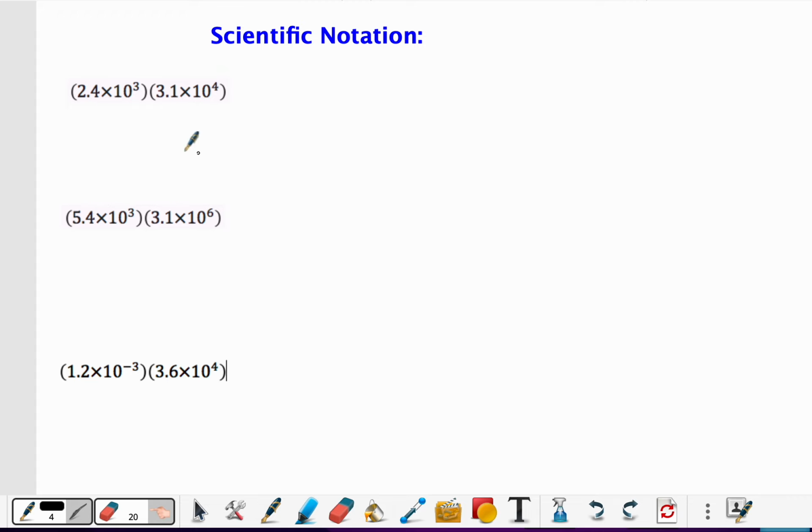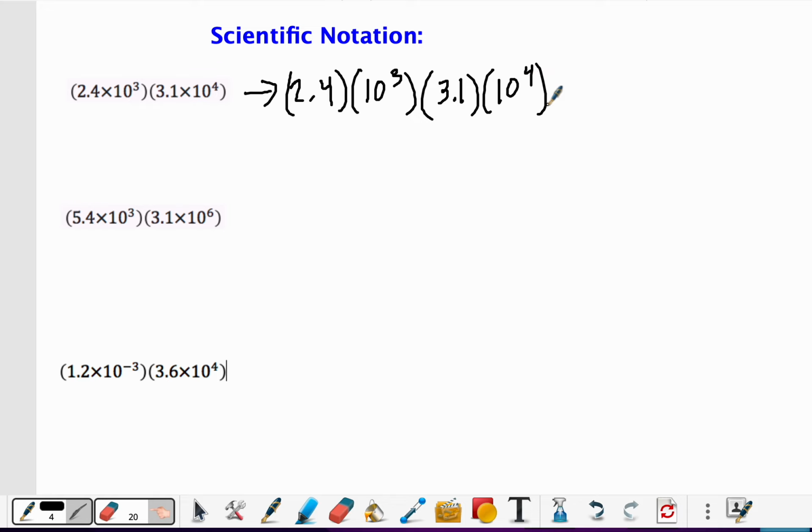If we want to do operations with scientific notation, since you're multiplying, what you're saying when you're doing 2.4 times 10 to the third times 3.1 times 10 to the fourth is you are saying 2.4 times 10 to the third times 3.1 times 10 to the fourth. As far as multiplication goes, you can multiply in any order. So I'm going to take 2.4 times 3.1, and I'm going to use a calculator to do this. I get 7.44. And now that's going to be multiplied times 10 to the power of, well, you have 10 to the third, 10 to the fourth, that would be 10 to the seventh.